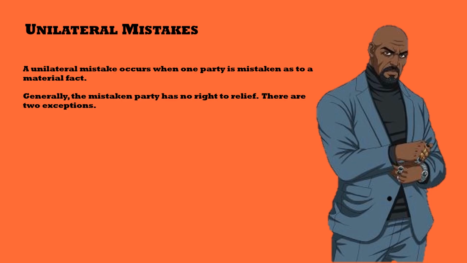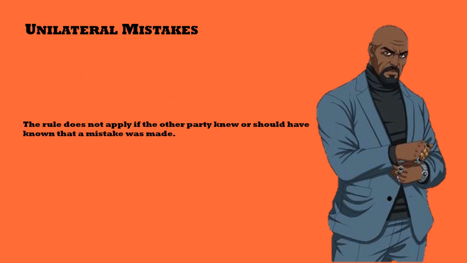As a general rule, if the mistake is unilateral, the mistaken party has no right of relief. In other words, the contract remains enforceable. Now, there are two exceptions to this rule. Exception number one, the rule does not apply if the other party knew or should have known a mistake had been made.